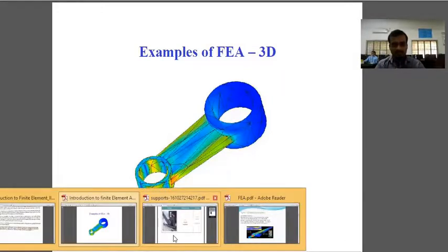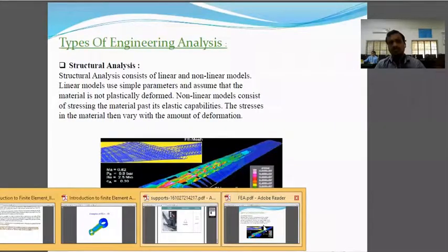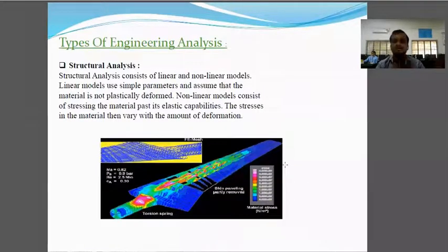Now next we will see the types of engineering analysis. So first, there are 4 to 5 types of engineering analysis that we can solve by using our finite element analysis procedure or applications. Means there are 4 to 5 software packages that are used to solve your structural, vibration and heat transfer models. So let us see one by one.